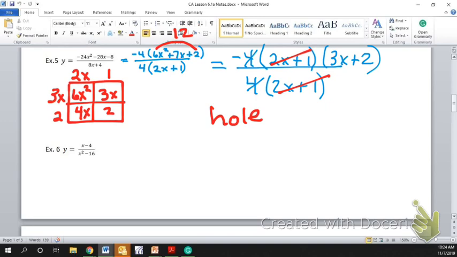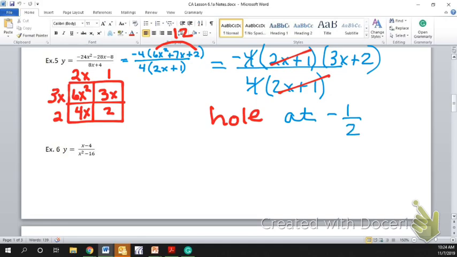Well, you have to leave the negative. Yeah, we have to leave the negative, you're right, but the 4s will cancel, but that doesn't mean I have a hole at 4. Okay? I do have a hole at what? What makes this thing come out to be 0? Negative half. So I have a hole at negative half.